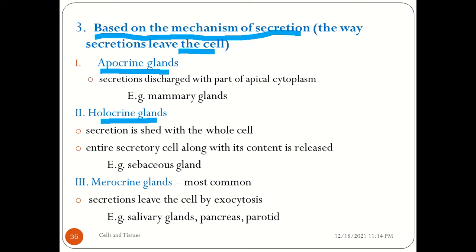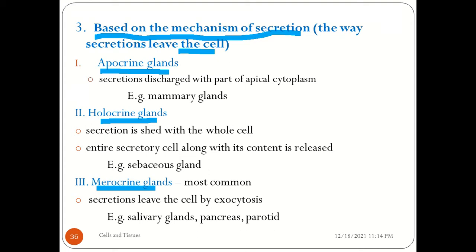Hello everyone, last time we stopped here. Based on the mechanism of secretion, or the way secretions leave the cell, exocrine glands divide into three: apocrine glands, holocrine glands, and merocrine glands. The most common of the three is merocrine glands.